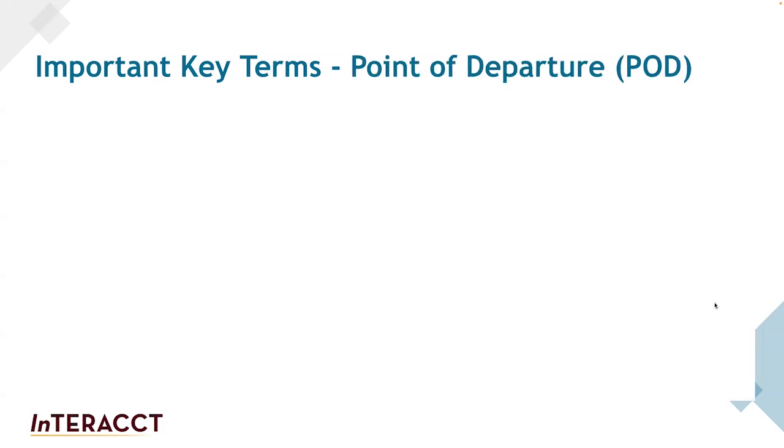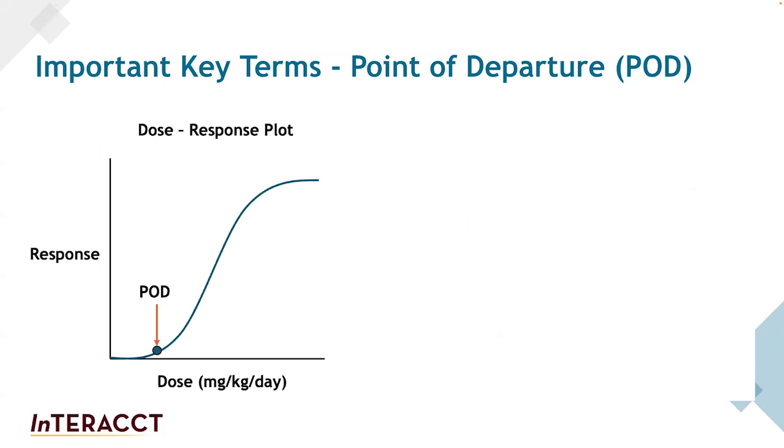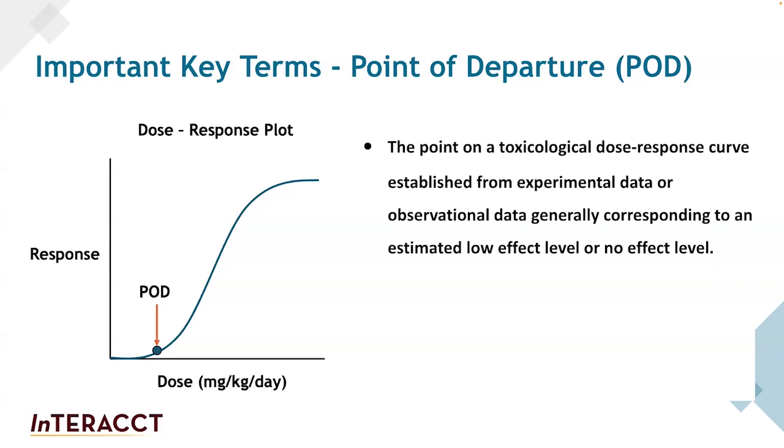Let's go over an important concept in dose response assessment, the point of departure, or POD. On the left, you can see a typical dose response curve. The POD is marked near the bottom of the curve. This is the point at which we start to see a measurable biological response to a chemical. It's usually based on experimental or observational data and reflects the lowest observed effect level, or sometimes a no observed effect level.